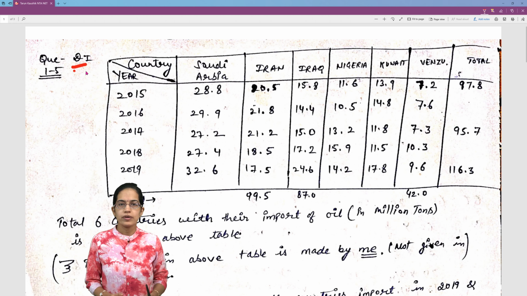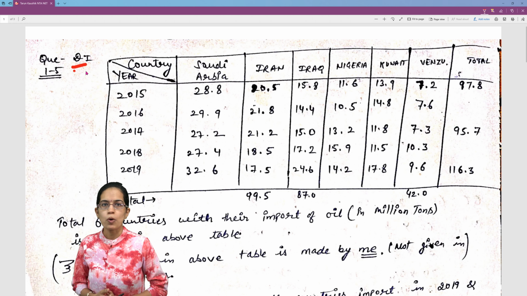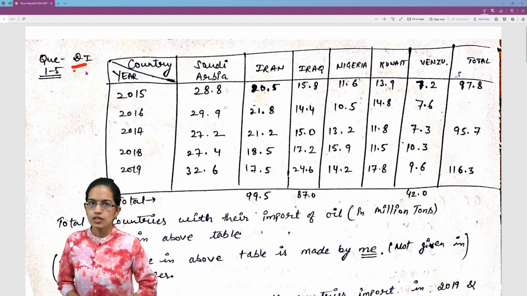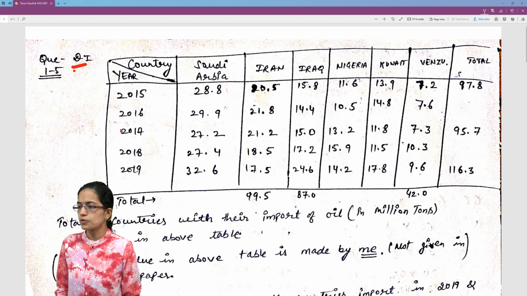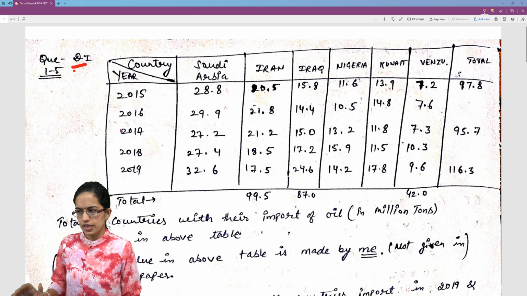So let's talk about some of the questions that we have received from the 9th October paper. Thanks a lot Tarun Kaushik, and we would be talking about the questions. Now the values here have been assumed by Tarun. The idea is you have the various years and the countries that have been mentioned.